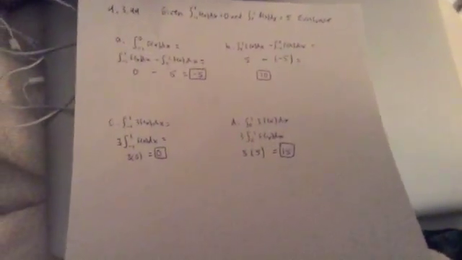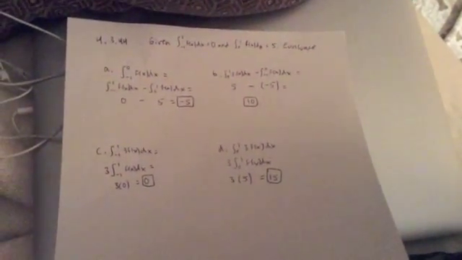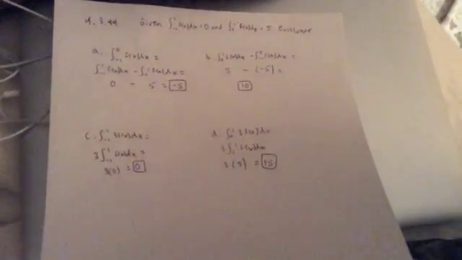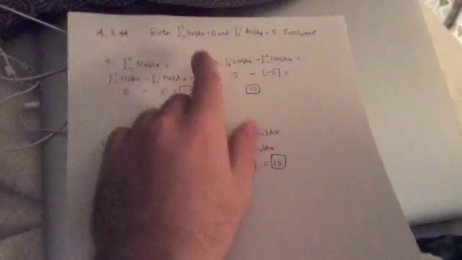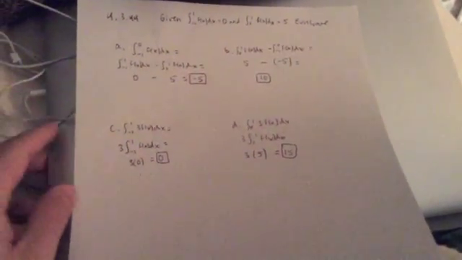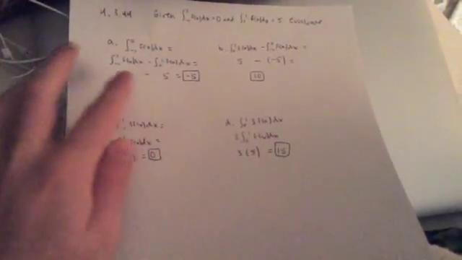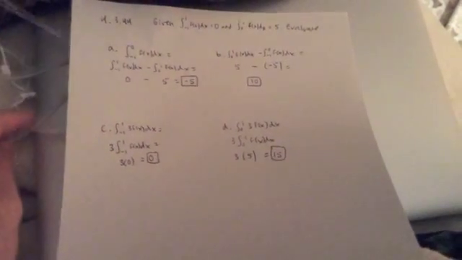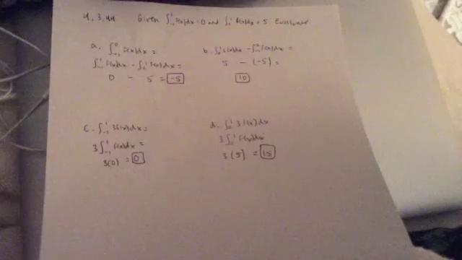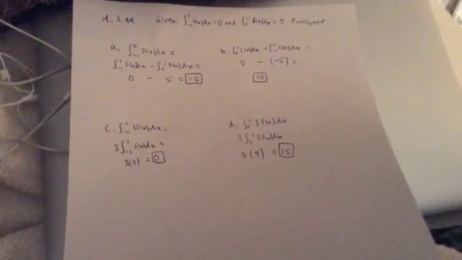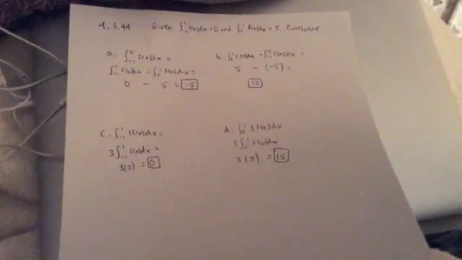A asks for the integral from negative 1 to 0 of f(x) dx. What you can do is take the two that you are given and subtract them in order to get that integral. So you have the integral from negative 1 to 1 of f(x) dx minus the integral from 0 to 1 of f(x) dx, which is 0 minus 5, which is negative 5.